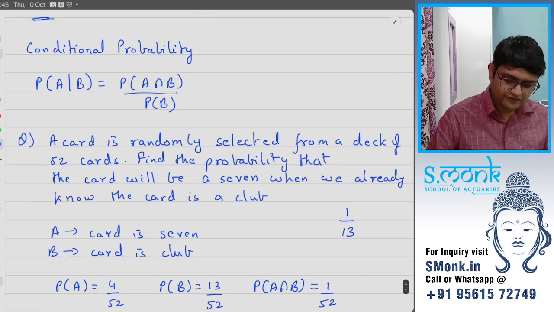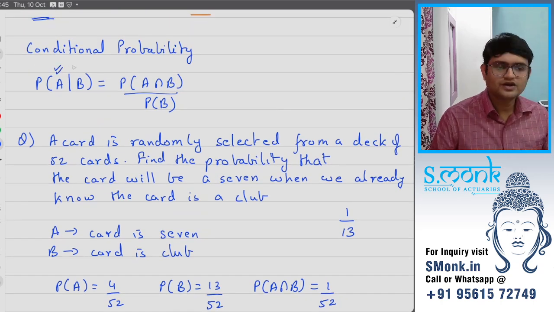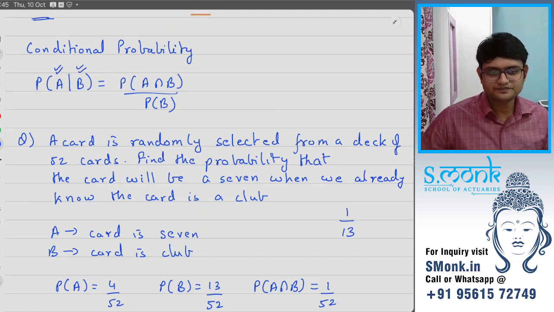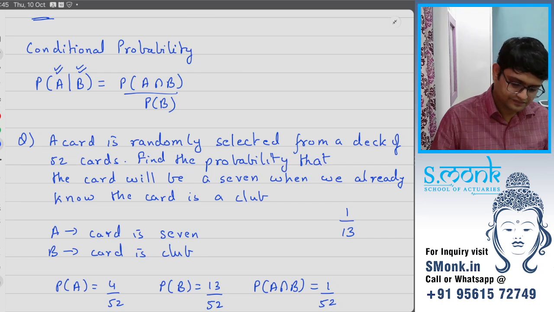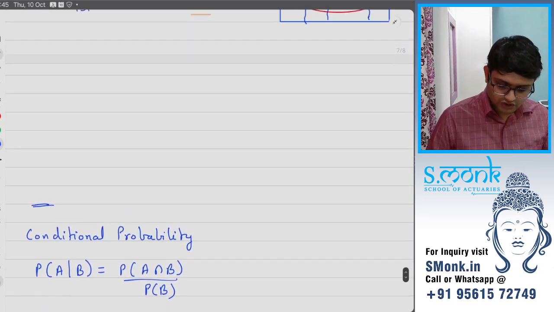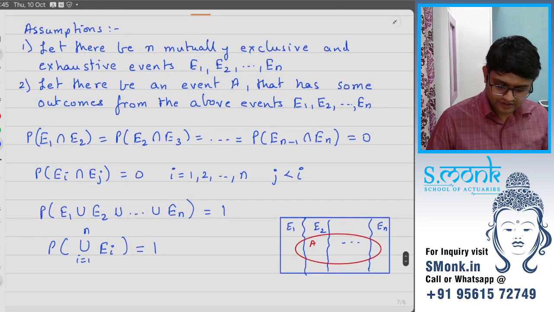So we are saying finding the probability of A given B has already occurred. Okay. So let's get back here.